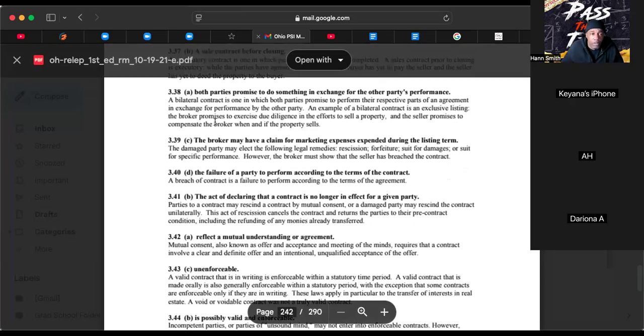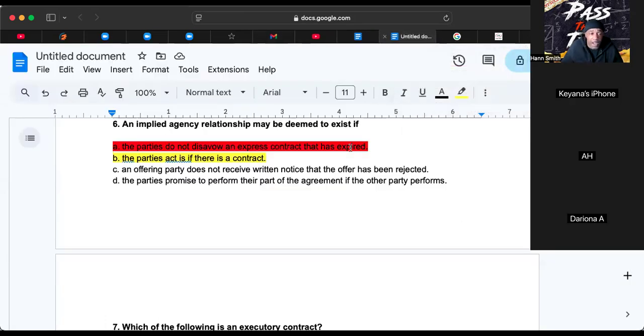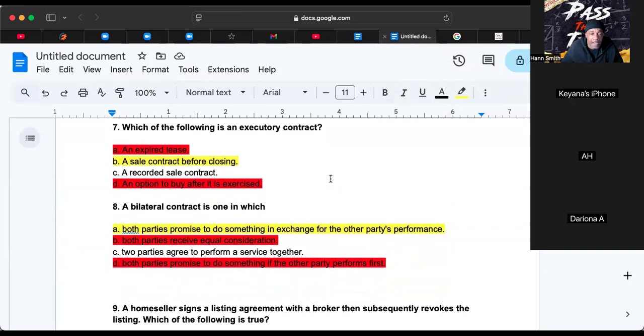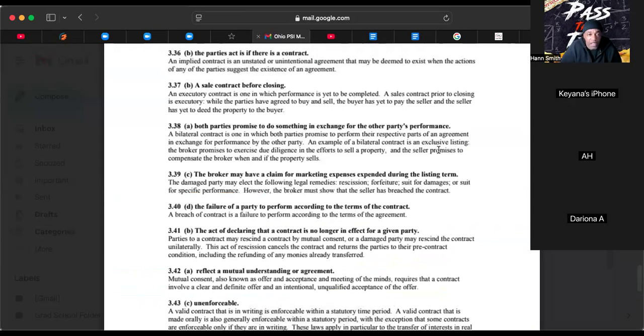All right. Number 7, we said a sale before closing. I remember that's the answer that we gave. It says, which of the following is an executory contract? We put B, a sales contract before closing. Let's see what they said. An executory contract is one in which performance is yet to be completed. A sales contract prior to closing is executory. While the parties have agreed to buy and sell, the buyer has yet to pay the seller, and the seller has yet to deed the property to the buyer.